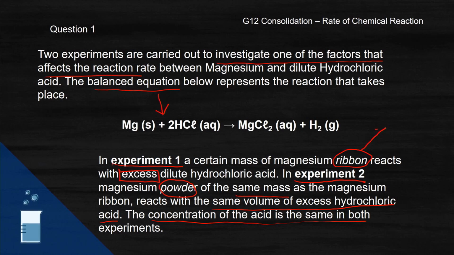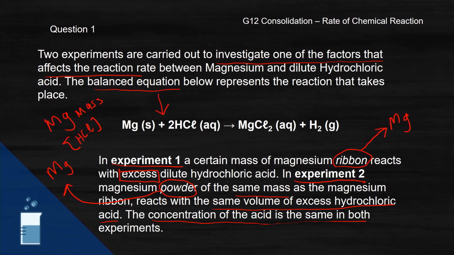So what they're telling us here is that there is a change in the magnesium and how it looks. So there's the ribbon, magnesium ribbon, and in the second experiment they're changing that to a powder of magnesium. However, the mass of that remains the same, so magnesium mass is the same. Also, the concentration of hydrochloric acid remains the same in both experiments, as well as the volume of hydrochloric acid. The thing that is changing is the state of the magnesium solid. Right.